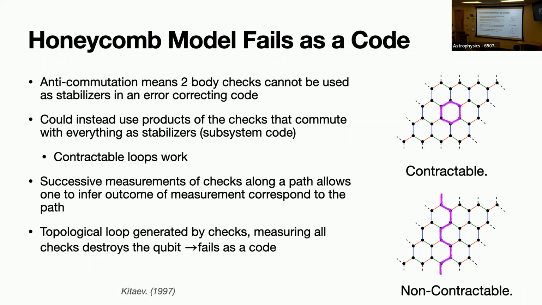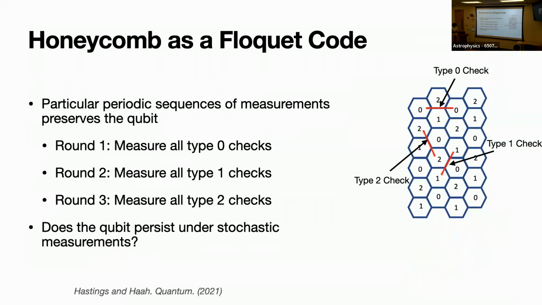So this seems kind of hopeless, but maybe there's a way we could be even more clever about it. Instead of measuring everything at once, measuring all our two-body checks at once, perhaps we can measure them in a particular order, in a way that doesn't destroy our topological qubit.